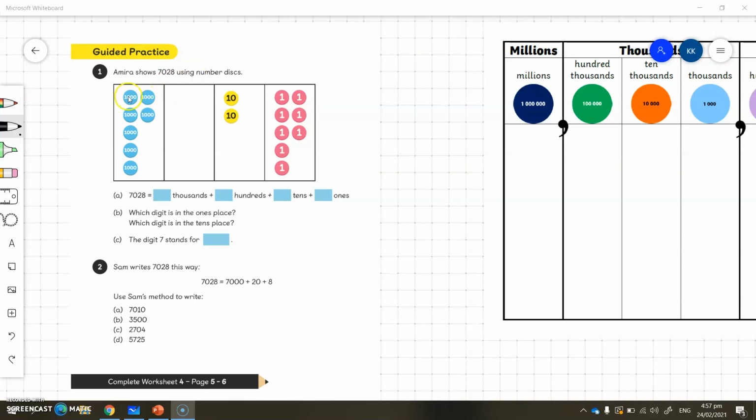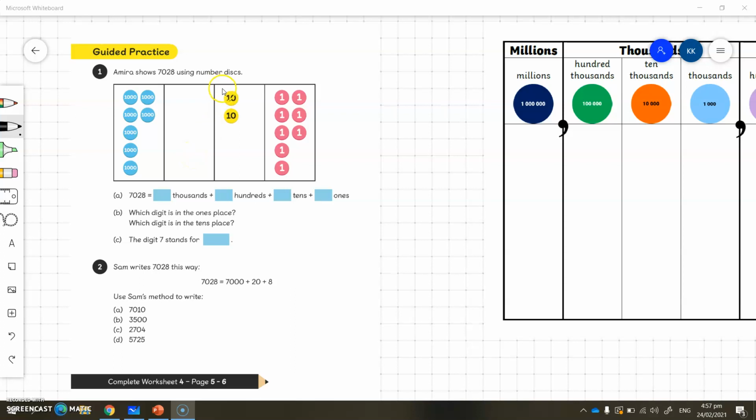And we can see that we have 1,000, 2,000, 3,000, 4,000, 5,000, 6,000, 7,000 using the thousands number discs. 7 thousands is 7,000. We have 0 hundreds. Now this is important because we need to leave this space blank. However, it is still the hundreds place. It still has an important value of 0.